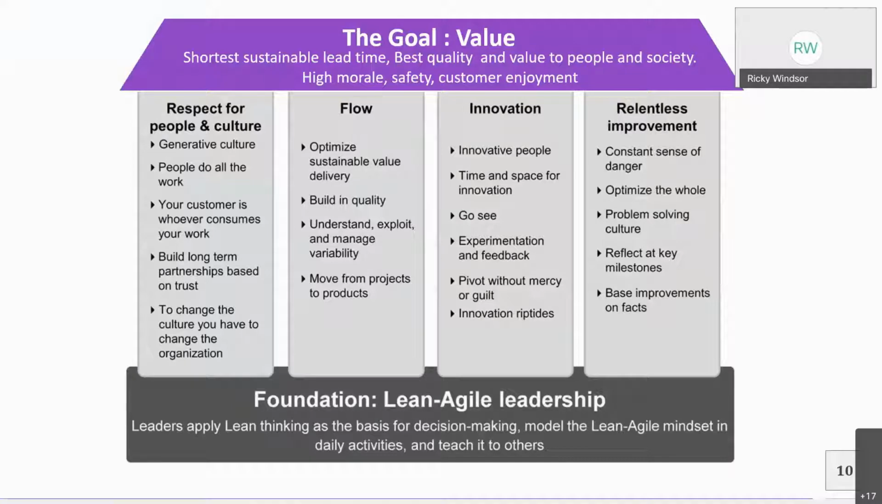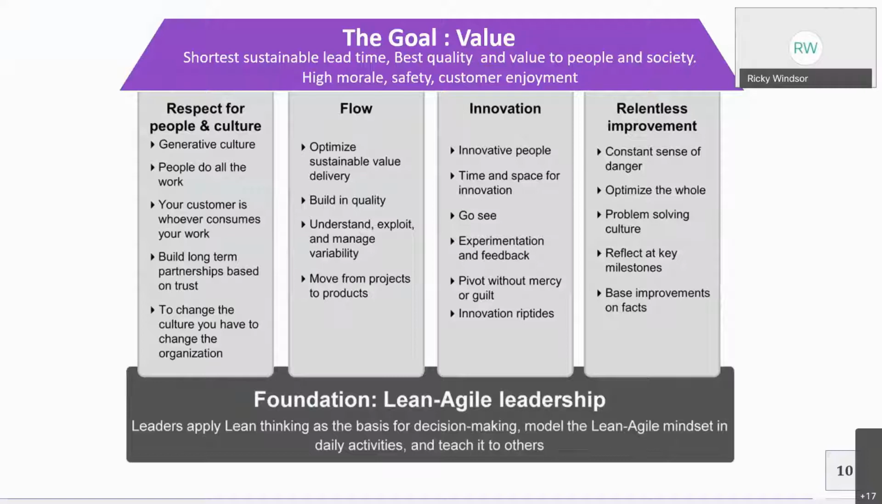At the foundation of Lean Agile leadership, it's really about applying lean thinking based on decision making, having those daily activities, the interactions, some of those other things that we talked about, and really providing that empowerment, right? So going into 4 pillars, the ones that I'd like to focus on are respect for people and culture, flow, which we'll get into the productization, innovation, and relentless improvement. And then, if you will, the roof is the overall goal or the value in this aspect, right?